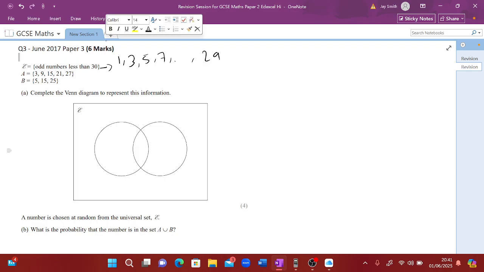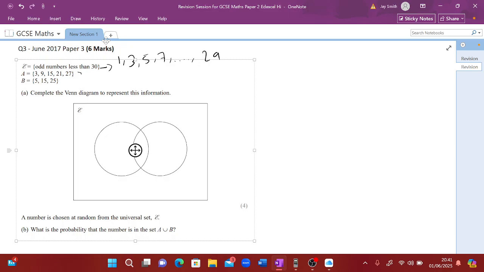So these are the numbers we've got to consider, every odd number between 1 and 29. Then we have A, which is 3, 9, 15, 21, 27, and B is 5, 15, 25. They haven't labelled the circles for us, but we can do that easily. So this circle is A, a list of numbers, and the other circle is B, representing every number in B.